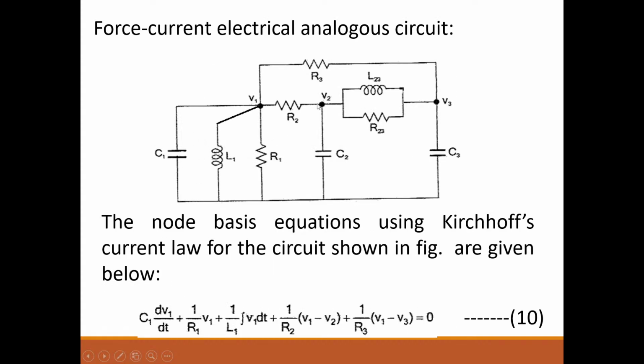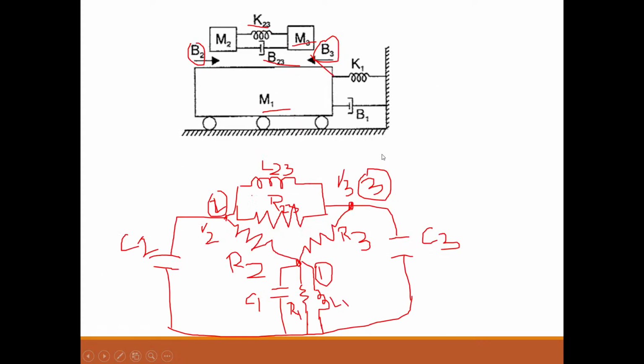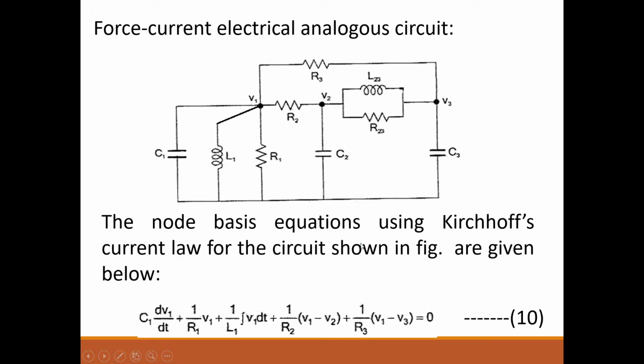In between node 1 and node 2, R2 is connected. In between node 2 and node 3, L2,3 and R2,3 are connected in parallel. Only to node 2, C2 is connected. Only to node 3, C3 is connected. In between node 1 and node 3, I have connected R3. This may look different, but both are the same. Both electrical circuits, the force-current analogous circuits, are the same.